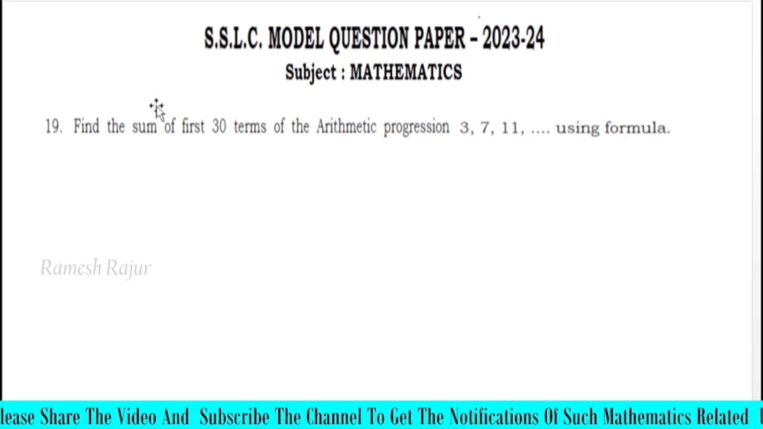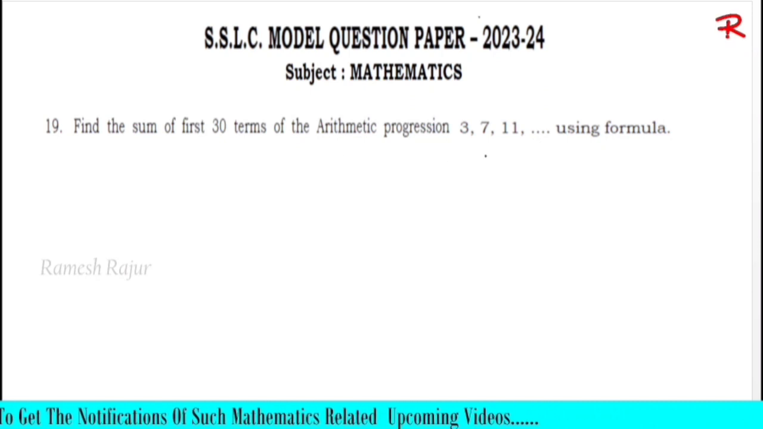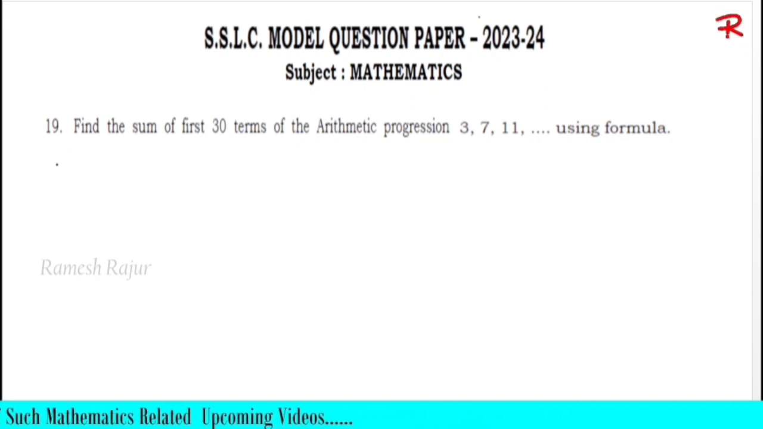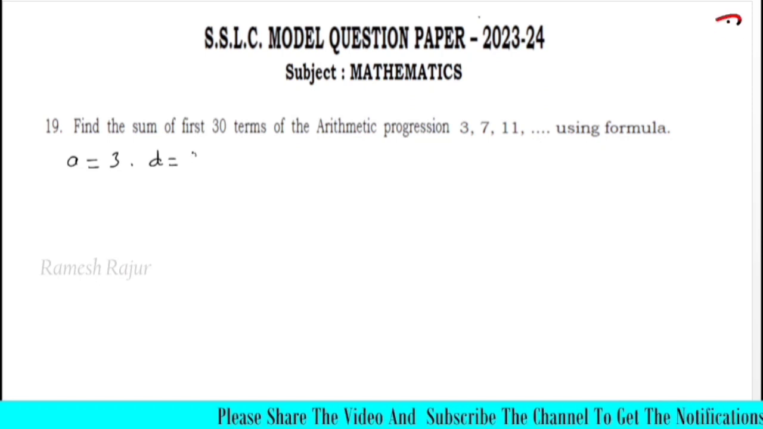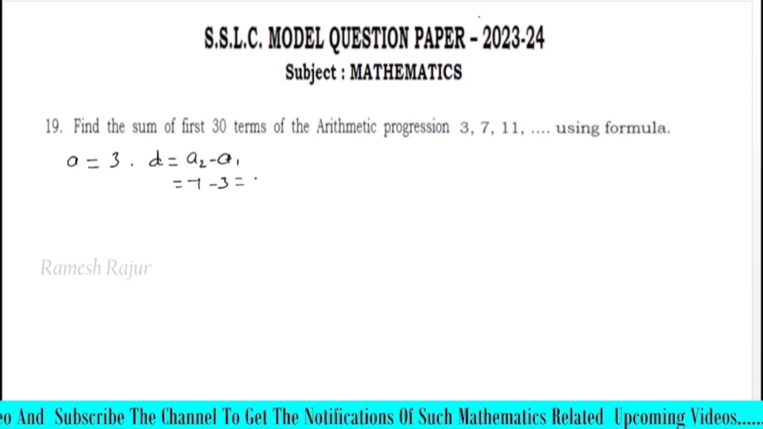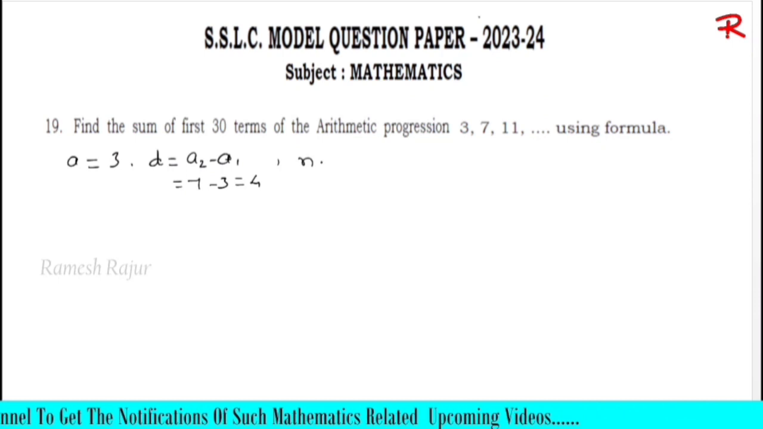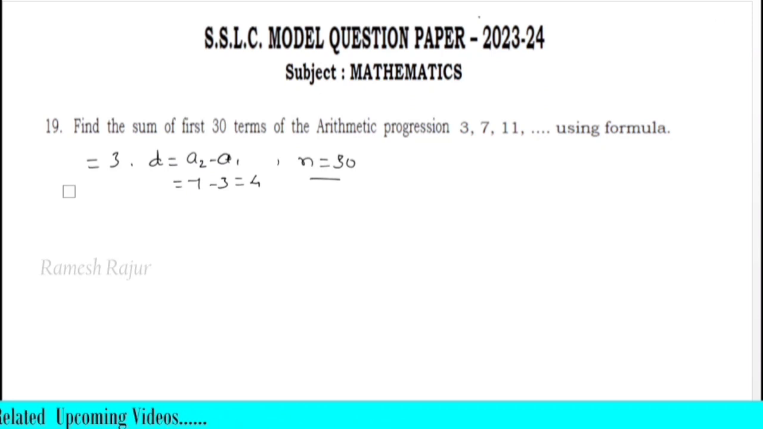Moving to the next question, find the sum of the first 30 terms of the arithmetic progression 3, 7, 11 using the formula. From the given arithmetic progression, we can see that a, the first term, is 3, and d, the common difference, is a2 minus a1, that is 7 minus 3, which equals 4. The number of terms they have given is 30. Therefore, the first term a is equal to 3.